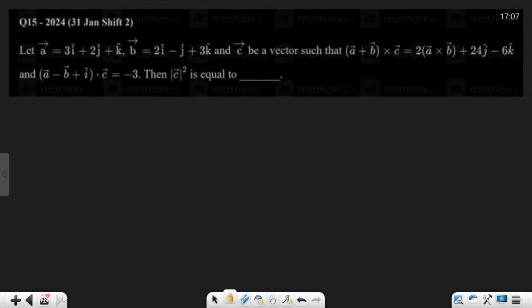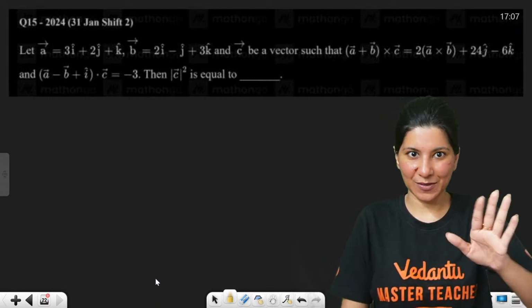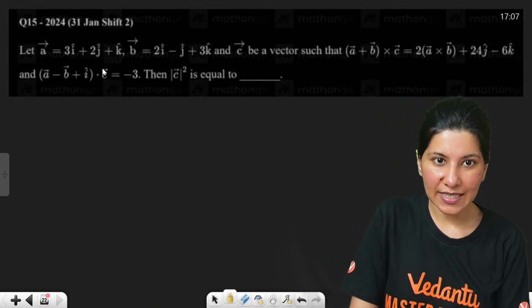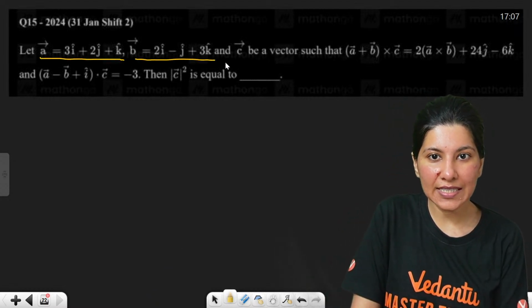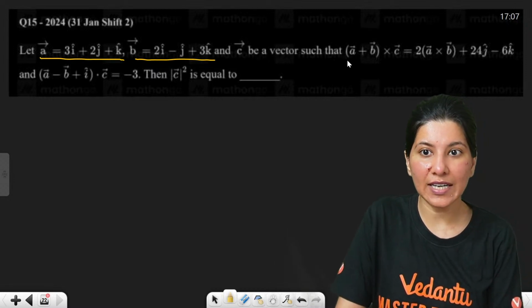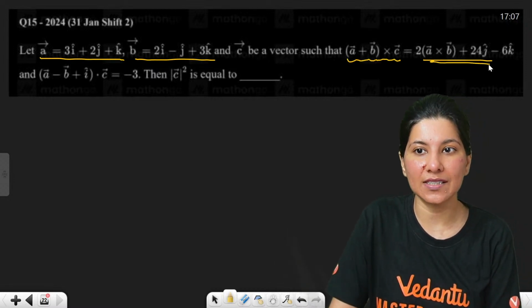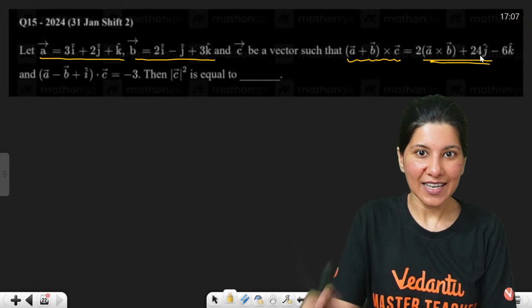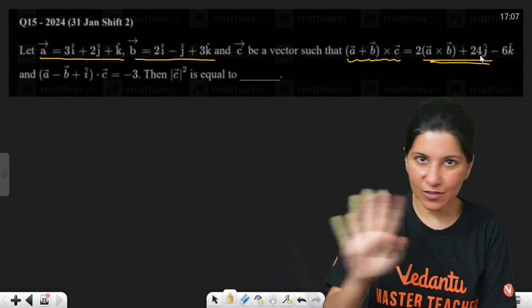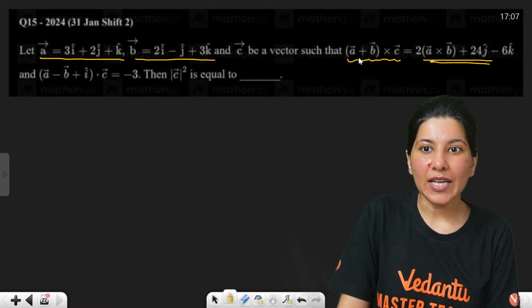And we are having the last question of the day. Okay. So the last question says that A vector is this, B is this, and C is a vector such that A plus B cross C is this. Hold on, so many things. A and B are given. C is another vector which we are clueless about. Now A plus B cross C.